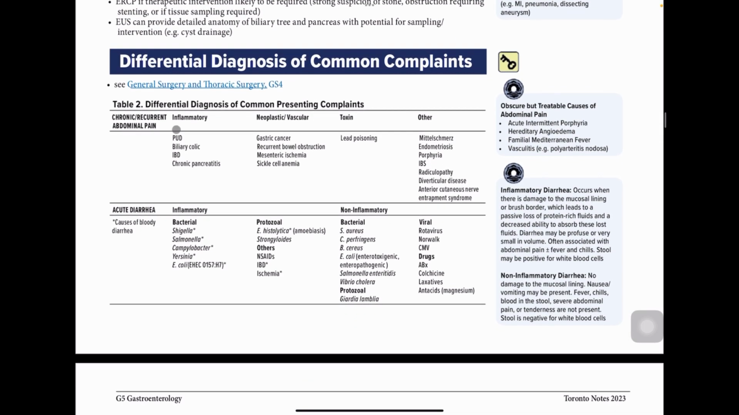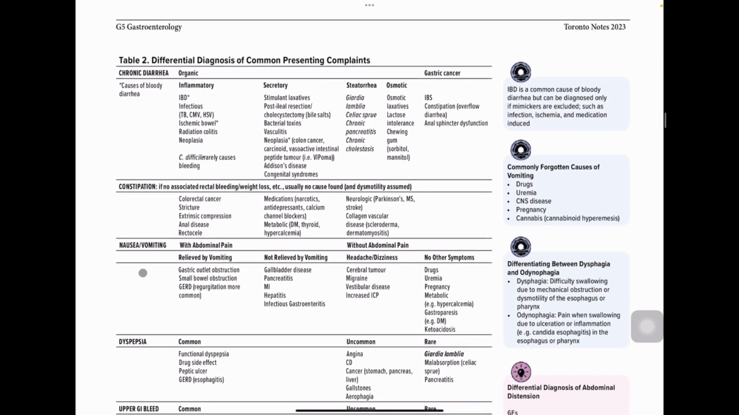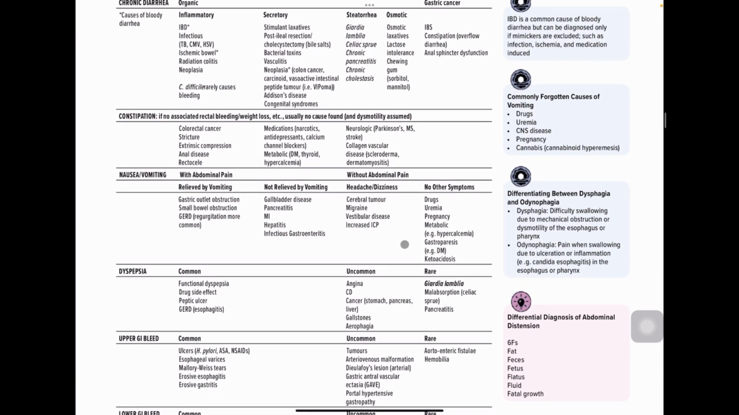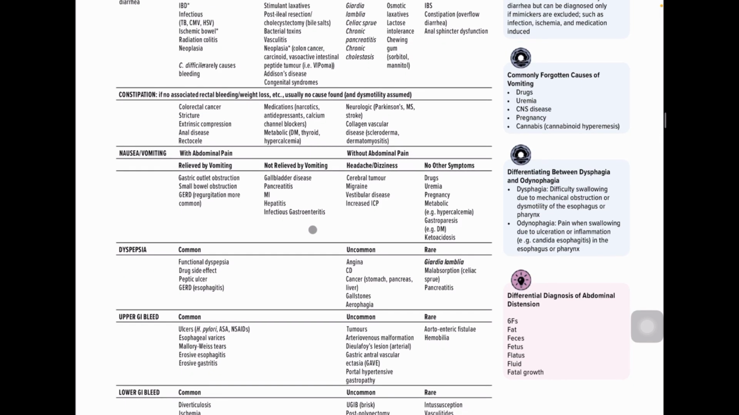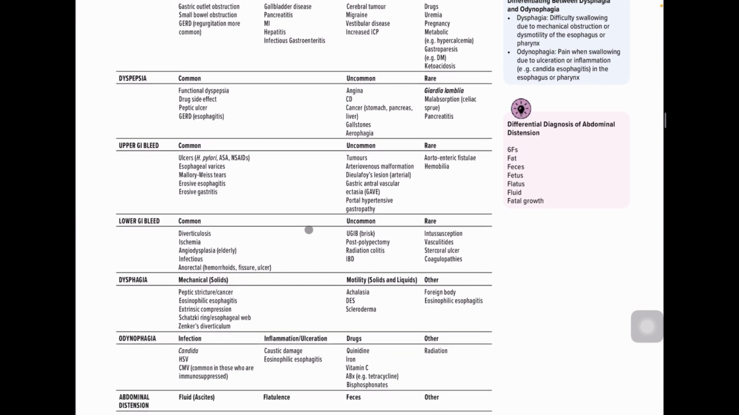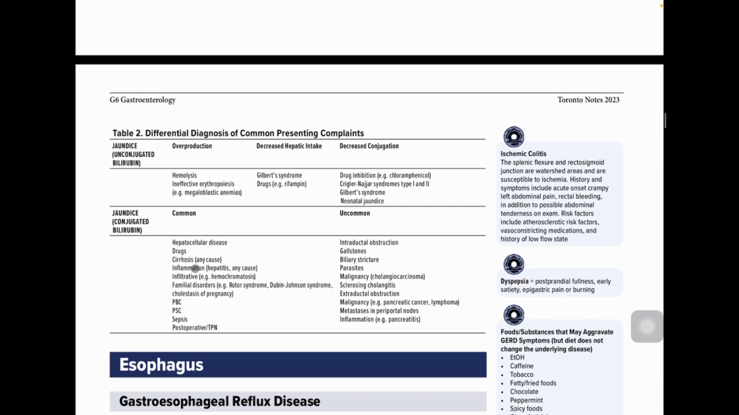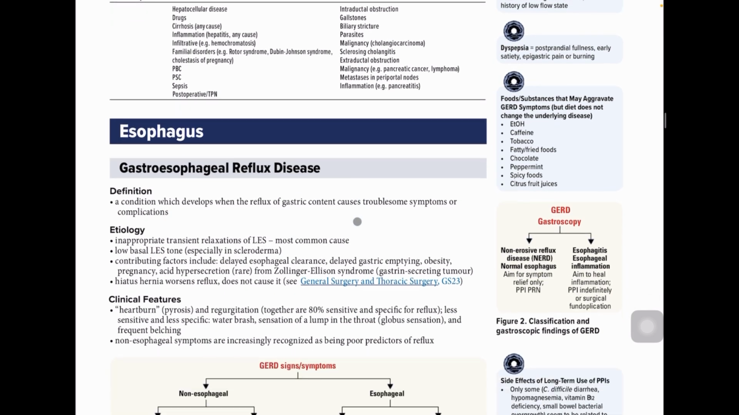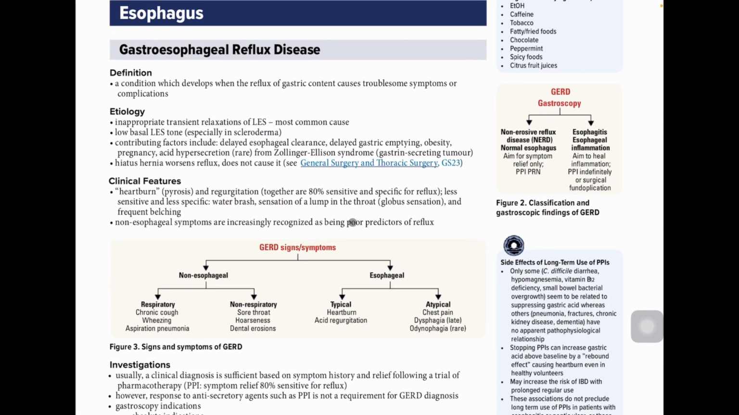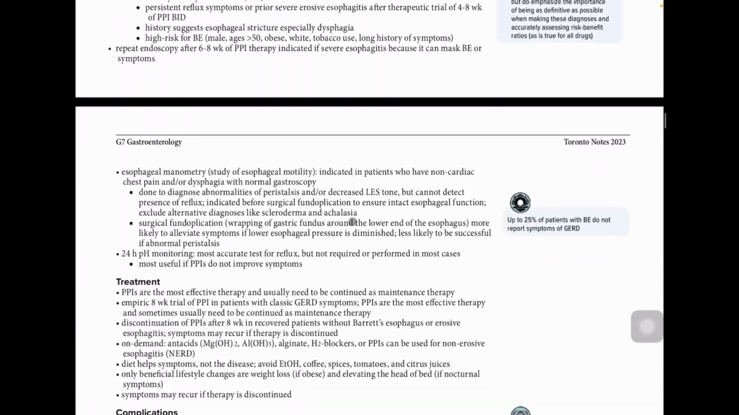Differential diagnosis of common complaints like abdominal pain, diarrhea, chronic diarrhea, constipation, nausea, nausea with abdominal pain or without abdominal pain. If a patient just has nausea without abdominal pain, there are other causes like migraine, vestibular disease, raised ICP, drugs, uremia. But if the patient is coming with abdominal pain and nausea, then this is gastric outlet obstruction, small bowel obstruction, GERD, gallbladder disease, pancreatitis, MI, hepatitis, infectious gastroenteritis. Okay. Now, moving forward, dysphagia, odynophagia, abdominal distension, common presentations like jaundice, and so on. You don't have to specifically cover this for abdominal pain, but you do have to cover peptic ulcer disease and the rest of them.